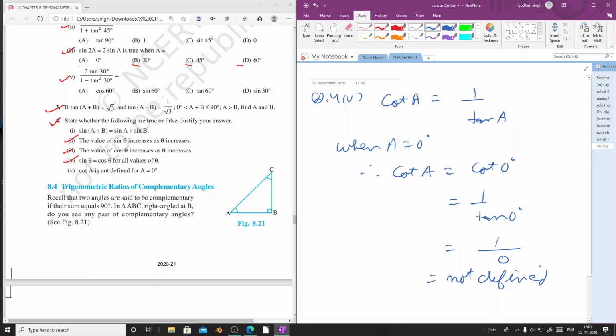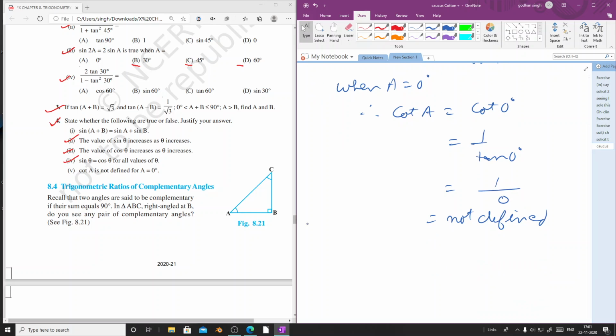So therefore we can say that the given statement is, sorry, it's not incorrect, it is correct. The given statement is correct because we are getting the same thing as the statement, that is cot A is not defined for A equal to 0 degree. So it is in fact a correct statement. So we can say that statement number 5, that cot A is not defined for A equal to 0 degree, is a correct statement. And with this our exercise is also complete.